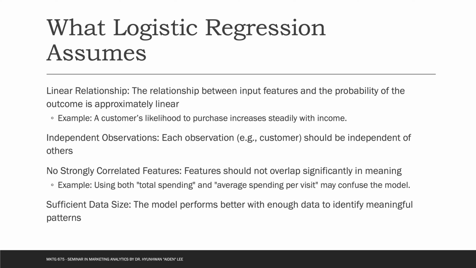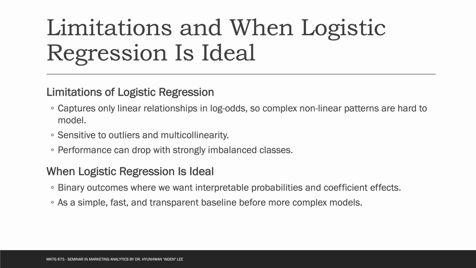Third, it prefers no strongly correlated features. If we include almost duplicate information like total spending and average spending per visit, the model can get confused about which variable is really driving the effect. Finally, logistic regression works best with a sufficient amount of data so that it can detect stable, meaningful patterns instead of random noise.